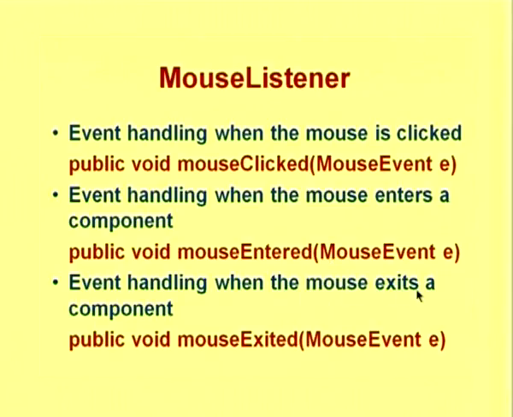Next is event handling when the mouse exits a component. You can see here that the mouse listener handles only mouse events, so the parameter for all these event handling methods is the mouse event. From the mouse event, as we have seen in the previous session, you can access the x position, the y position, and information regarding what type of operation you do using your mouse. From that you can gather information, and then act based on it.